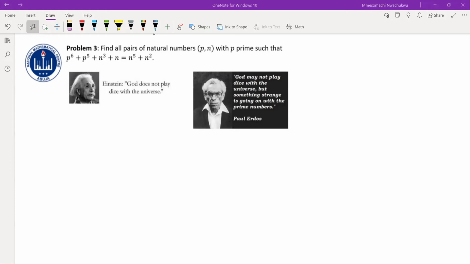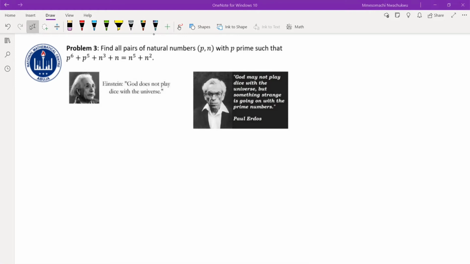And here we have two quotes, one from Einstein. Einstein says, God does not play dice with the universe. And if you're quite familiar with primes, you'll see that primes are very unpredictable. And here we have Paul Erdős saying that God may not play dice with the universe, but something strange is going on with the prime numbers. And of course, I agree with Paul Erdős. Okay, so let's just go into the problem.